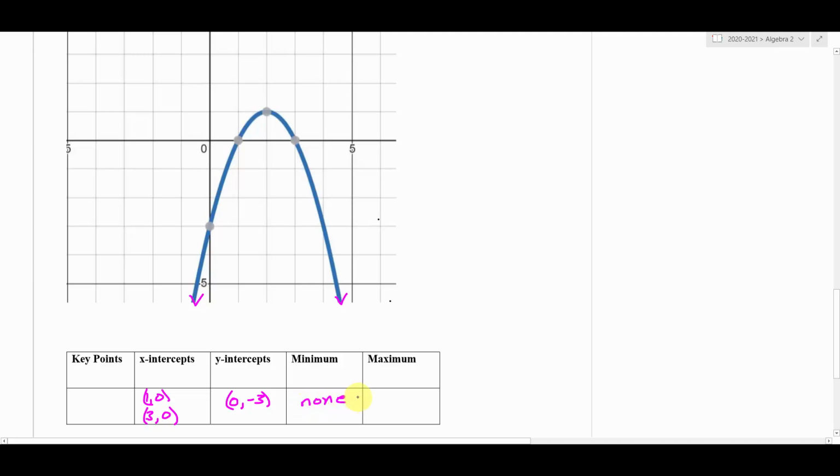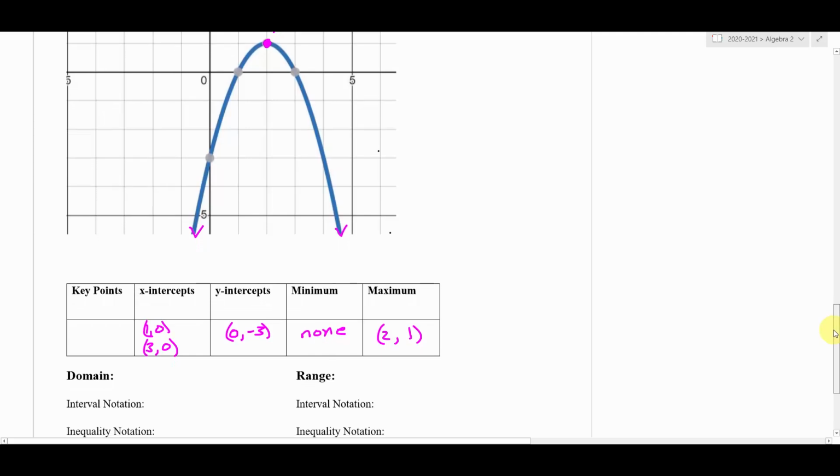All right? Now maximum is the highest point. Remember I was talking about those hilltops earlier, and I see a hilltop right here. So this is a vertex, or in this particular case for this graph, this is a maximum. Okay? So my maximum occurs at 2, 1. Right, so I'm going to say 2, comma 1.